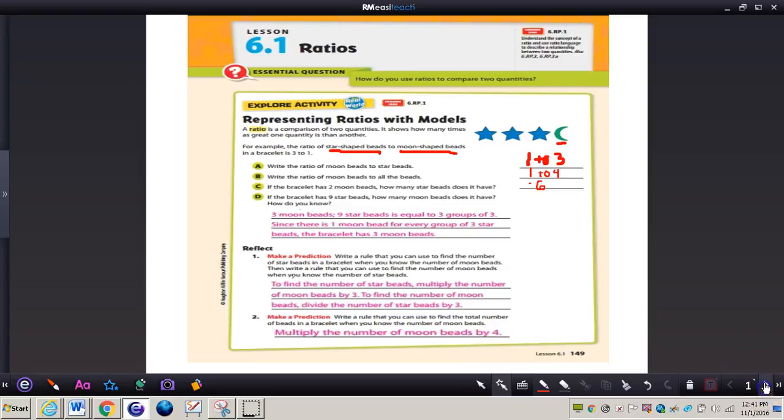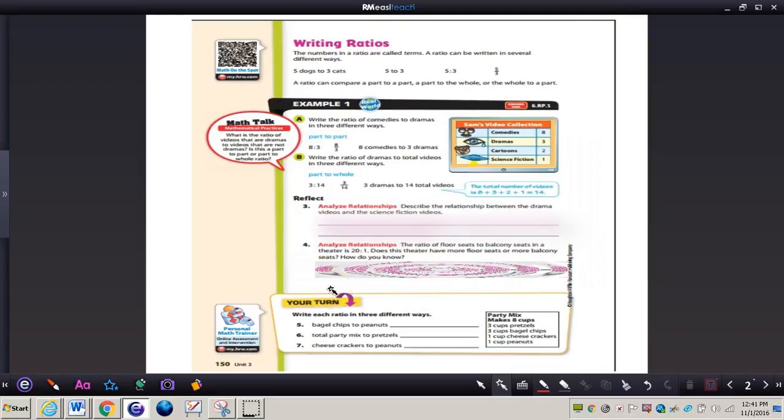So let's take a look at 150 together. So it's saying writing ratios. So there's a few different ways that you can write ratios. It says the numbers in a ratio are called terms, and a ratio can be written in several different ways. So we have, for example, if we have 5 dogs and 3 cats, you could say 5 dogs to 3 cats. Or you could say the ratio 5 to 3.